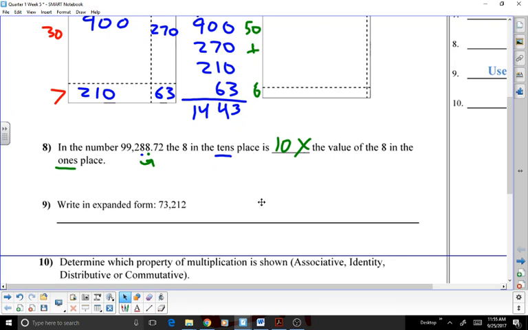Number 9 says write in expanded form. That's the form that looks like this, where you go place value. You take your 7, the first number to the left, and in what place value is that 7? I like how Jacob's looking at the chart up here. Liberty? 10,000. Yep. The 7 is in the 10,000s place.